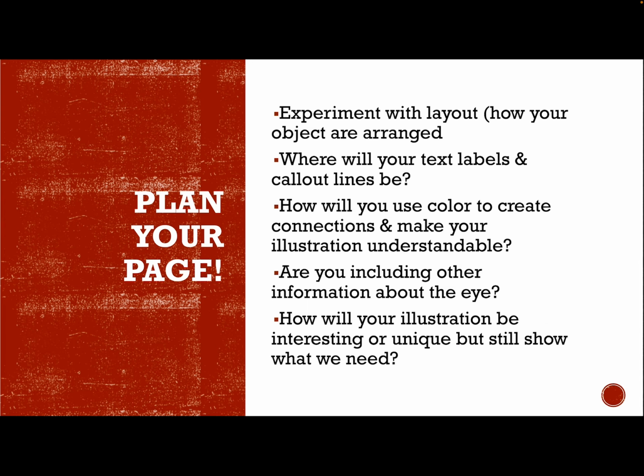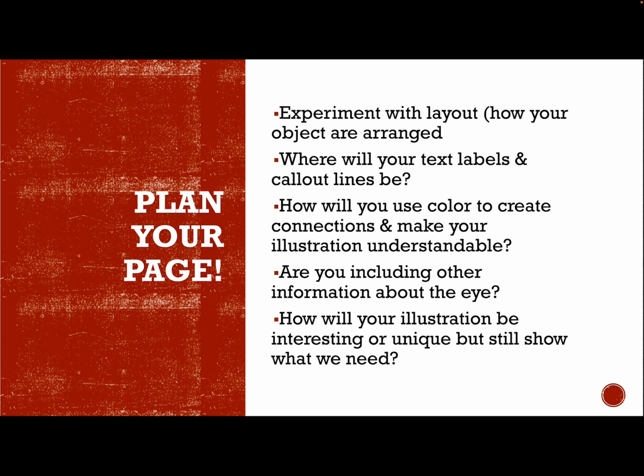Today you are going to work in your sketchbook to plan your page. So you're going to experiment with layout. How are your objects going to be arranged on your sheet? Where will your text labels and your call out lines be? How do they integrate with the layout of your eye anatomy and your portrait eye? What is your plan for using color to make connections and to increase the understandability of your illustration?